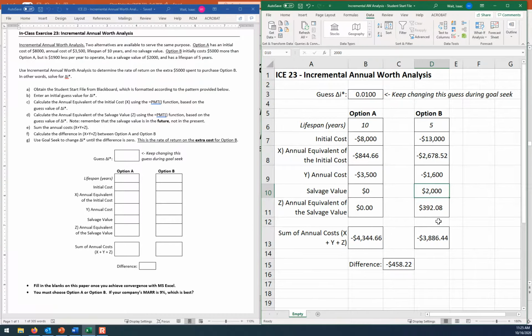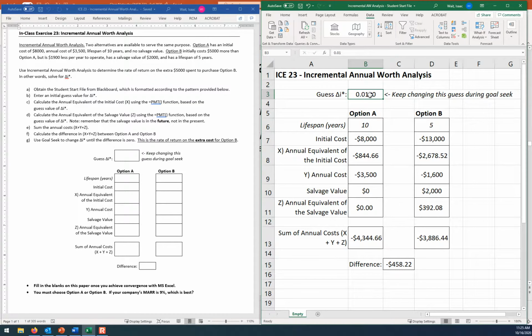Okay, so then the 3 components of the cost is the initial, which has been annualized, the operating expenses, which already were annualized, and then the salvage value annualization. Combining the 3 together, then at 1%, option B is less costly. So if you have 1% interest rate, option B is going to be less expensive on a year-by-year basis.